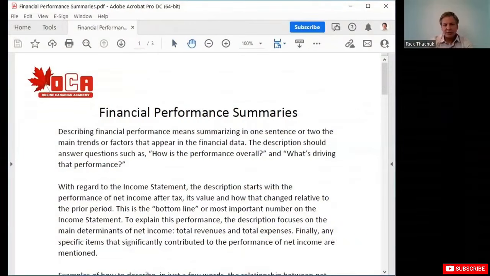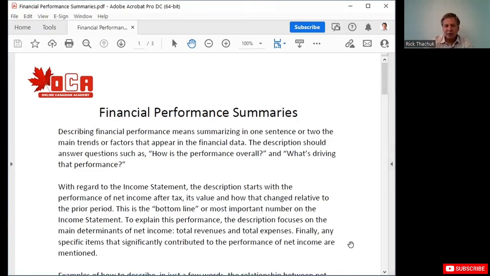Financial performance summaries. Describing financial performance means summarizing in one sentence or two the main trends or factors that appear in the financial data. The description should answer questions such as, how is the performance overall, and what's driving that performance? With regard to the income statement, the description starts with the performance of net income after tax, its value, and how that changed relative to the prior period. This is the bottom line, or most important number on the income statement. To explain this performance, description focuses on the main determinants of net income, total revenues and total expenses. Finally, any specific items that significantly contributed to the performance of net income are mentioned.